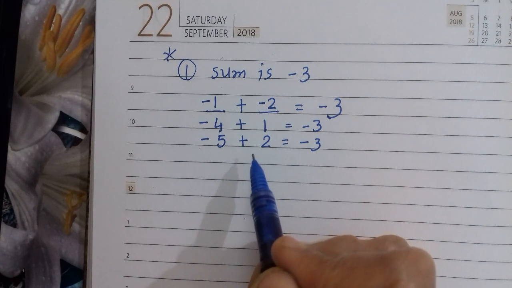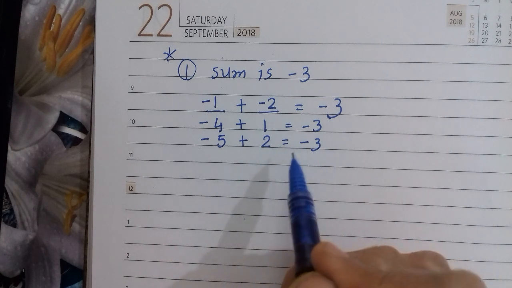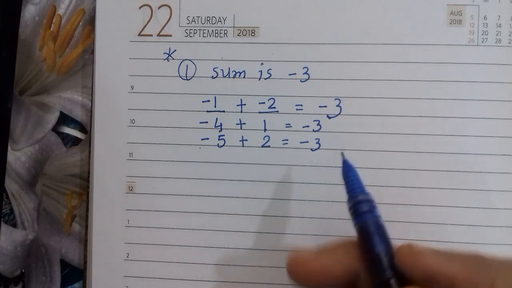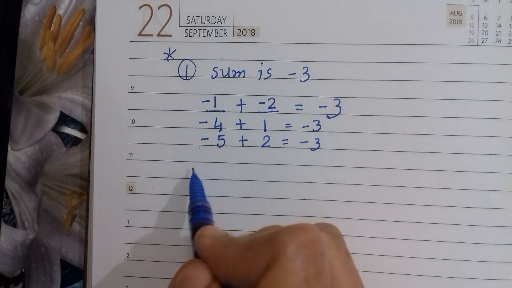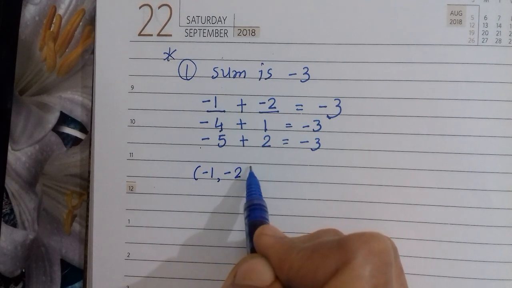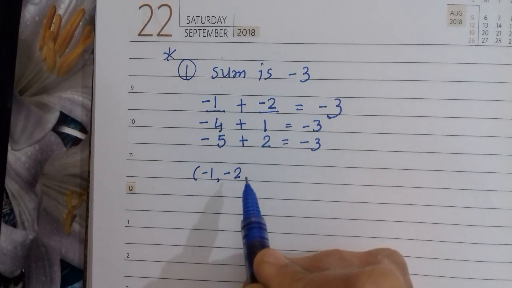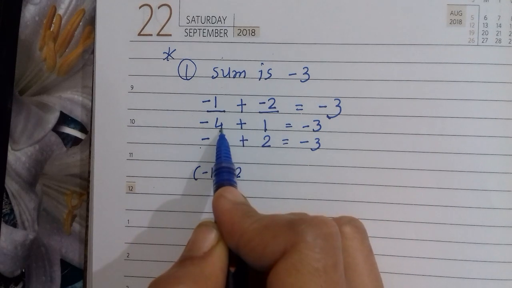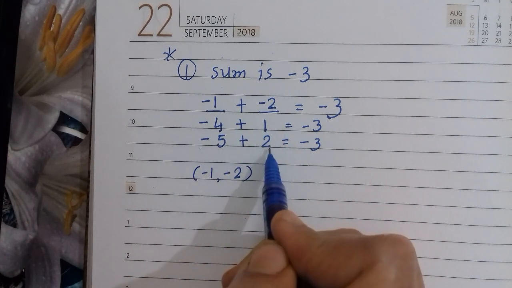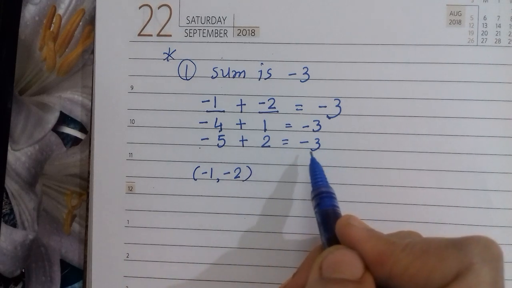You can write so many pairs in this example. So which are the pairs? Minus 1, minus 2 is a pair. This minus 4 and 1 is a pair. Minus 5 and 2 is another pair.